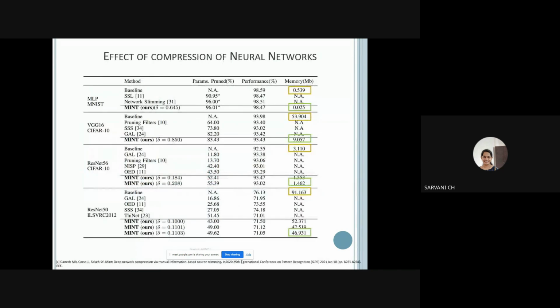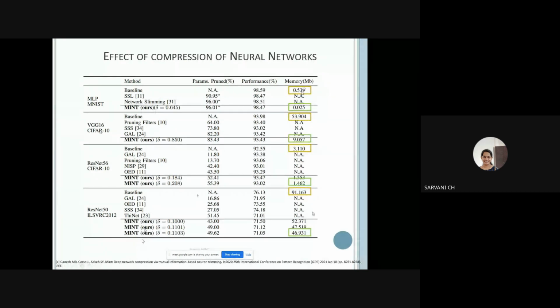These are the motivations. Synaptic pruning is a motivation, and the next motivation is successfully deploying the models on the edge constraint devices. And this is an example showing the effect of compression of neural networks. You can see this is one of the works called Mint. Here they have performed weight pruning. You can see how, in terms of memory, the size of the model has reduced.